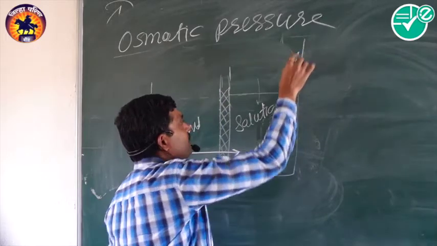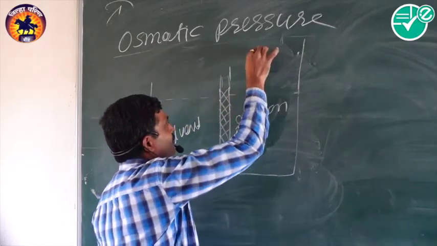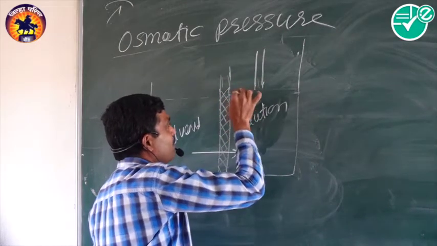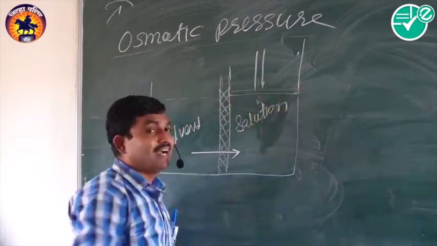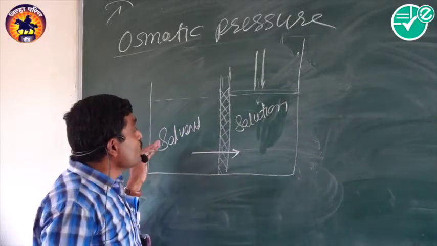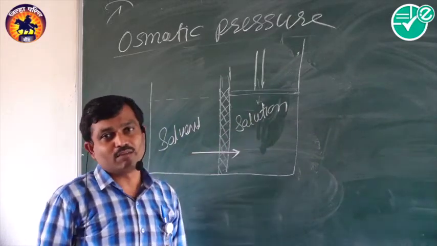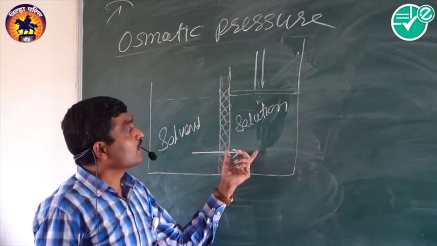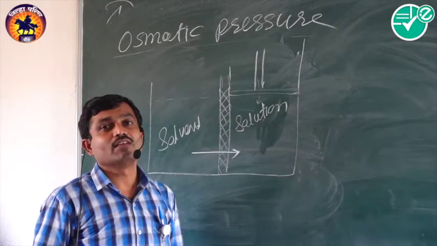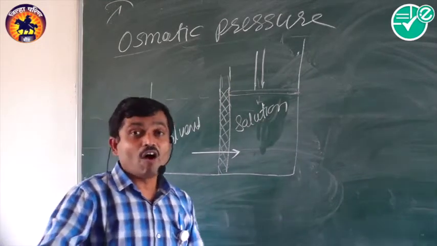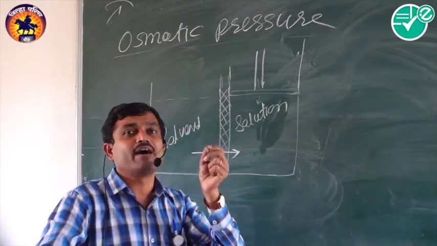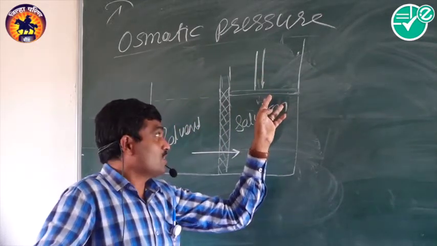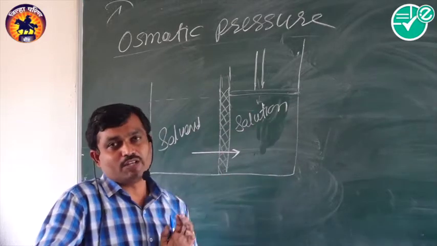Now, the pressure which is applied from the solution side to stop the flow of the solvent molecules is called osmotic pressure, or the pressure required to stop osmosis is called osmotic pressure.